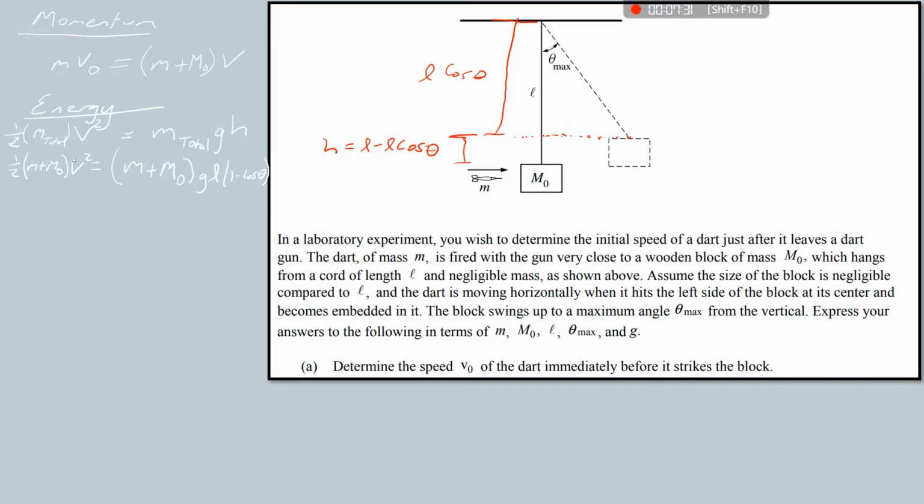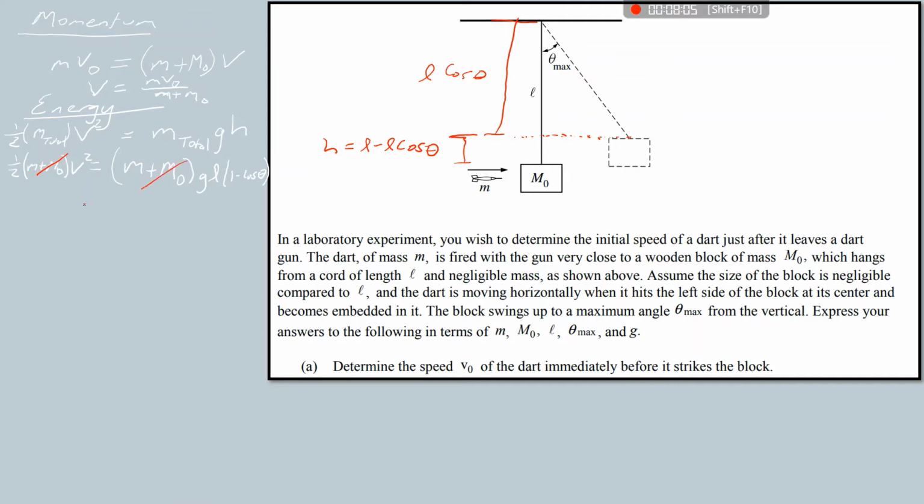So I could say our big V is equal to M V0 over M plus M0. And then resub. Okay, I'm going to simplify this a little bit. So let's simplify one step just so I've got room to write. I'm going to divide both sides by M plus M0, which will cancel these two.